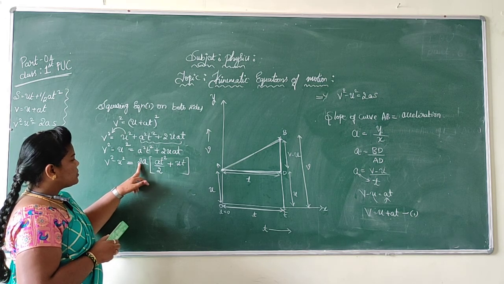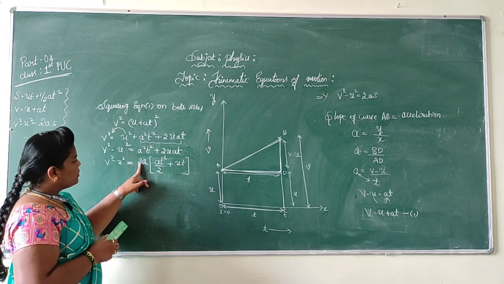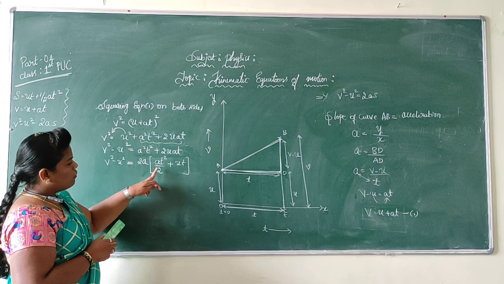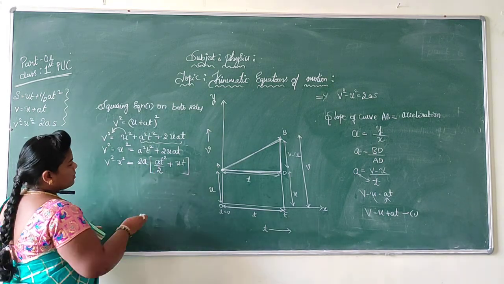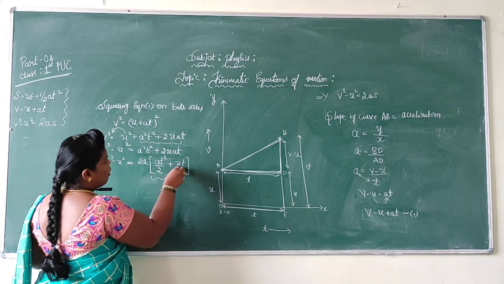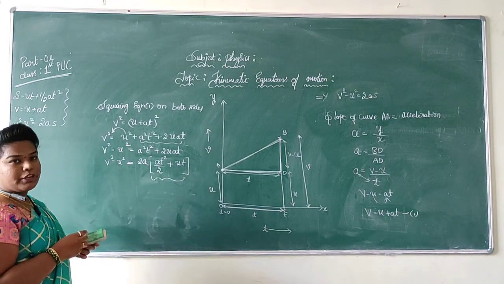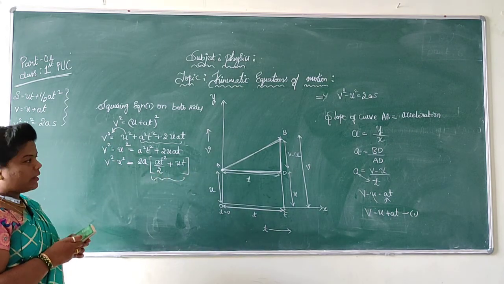And I just take 2 outside. So for that reason, here there is no 2, it becomes the denominator, that is 1 by 2. We can observe that ut plus half of at square. This is in the form of ut plus half of at square.